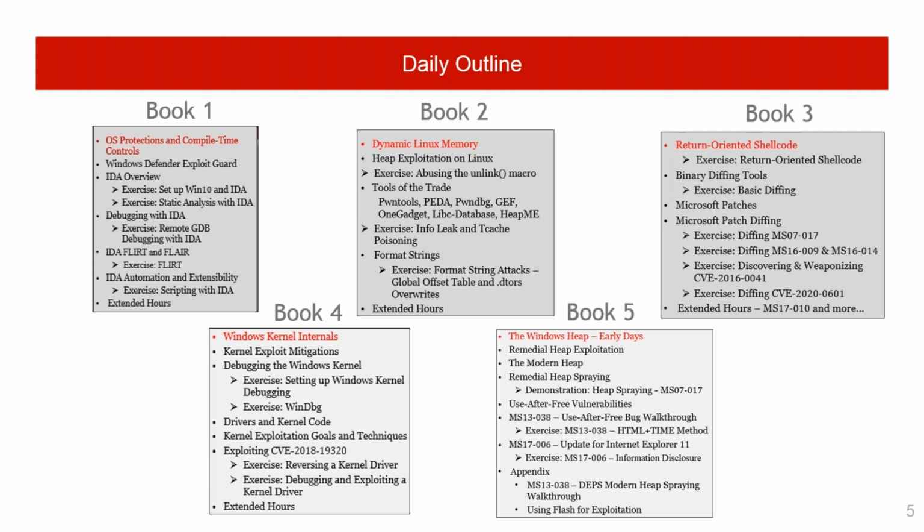And then in book four, that's the rewrite of the kernel day. And as you can see, we go through CVE 2018-19320, and we look at reversing a driver, how you do dispatch table overrides and token stealing and all that fun stuff, but on a modern Windows 10 system, as well as getting into the kernel mitigations.